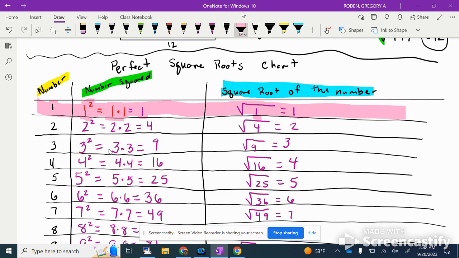Okay. The next one is 2. So we're going to look at the number 2. Well, 2 squared is equal to 2 times 2, which equals 4. No big deal there. So then we take the square root of 4, and we get 2.